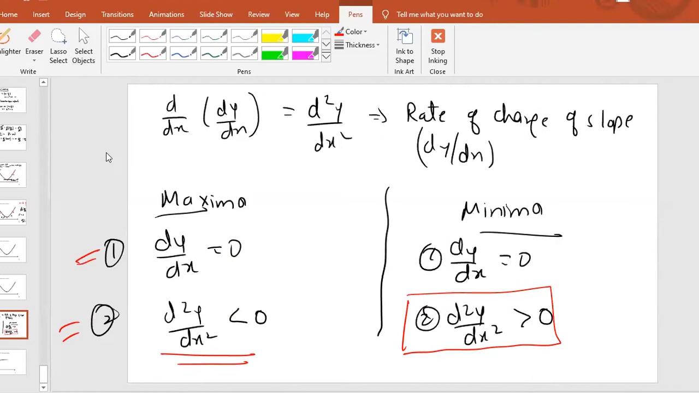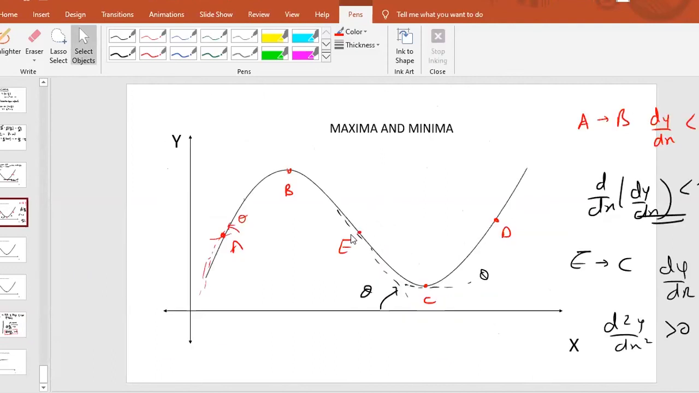See, from E to C, at E the slope is negative, because we always have to take theta from the x-axis. But if you take from here, it should be negative slope. E is the negative slope. But as you go from E to C, the slope is increasing and becomes 0. So from negative to 0, the slope is increasing. If the slope is increasing, which means d square y by dx square should be greater than 0. That is all about maxima and minima conditions.